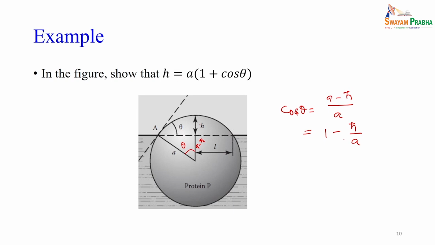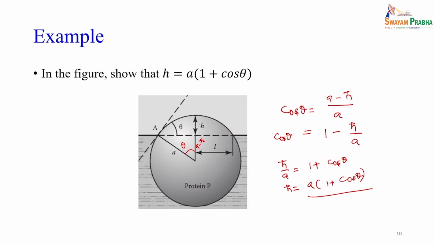So, if you just rearrange it, h upon A is equal to 1 plus cos theta, then h is equal to A times (1 plus cos theta). So, this is just one method that we are discussing. If you can fit an imaginary circle, then you should be able to estimate the value of the contact angle, depending on the radius of the fitted imaginary circle.